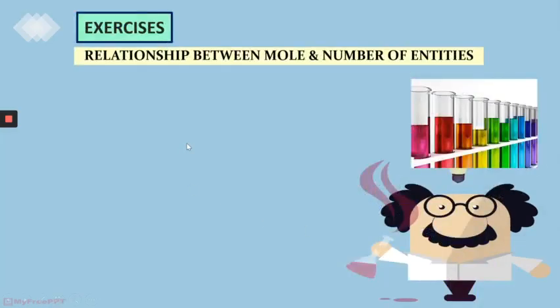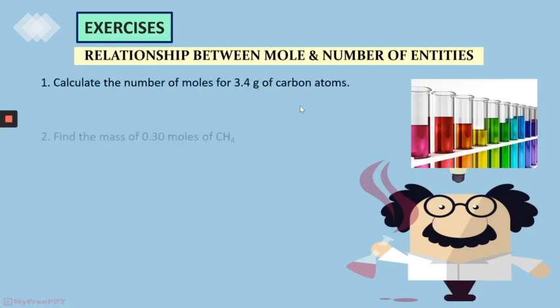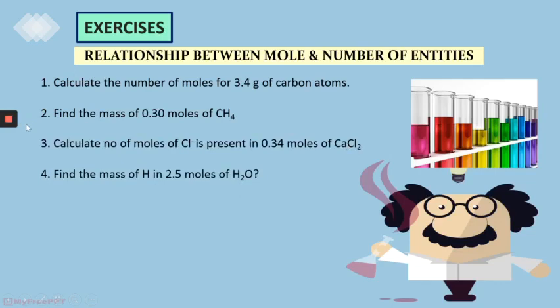Okay, look at the exercise, relationship between mole and number of entities. Question number 1, calculate the number of mole of 3.4 gram of carbon atoms. Question number 2, find the mass of 0.30 mole of CH4. Question number 3, calculate number of mole of Cl minus present in 0.34 mole of CaCl2. Question number 4, number 5, and look at the answer.